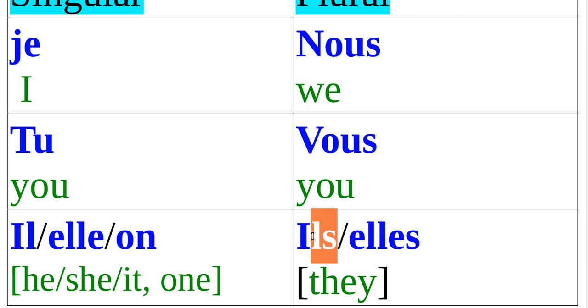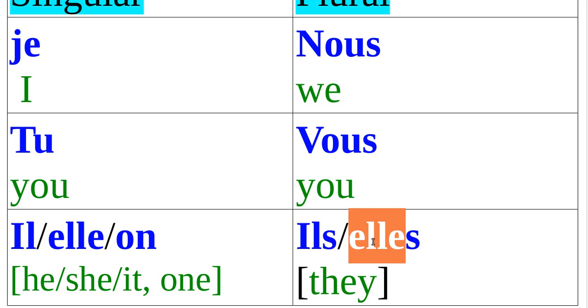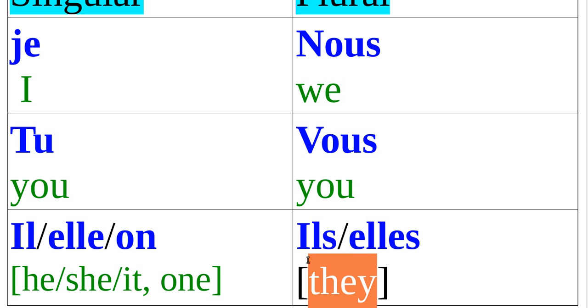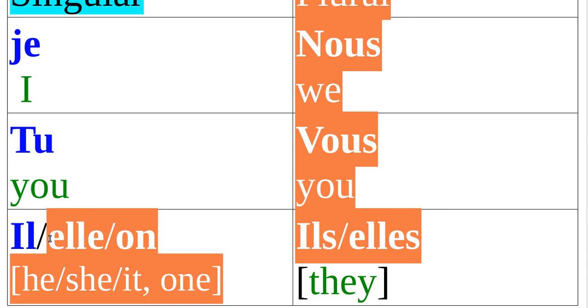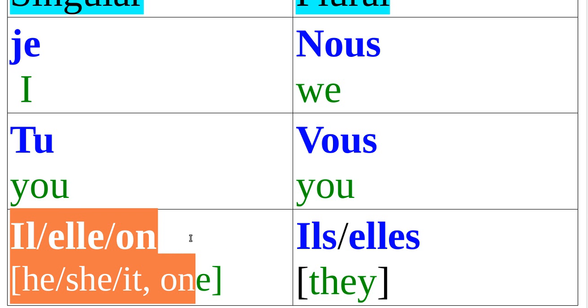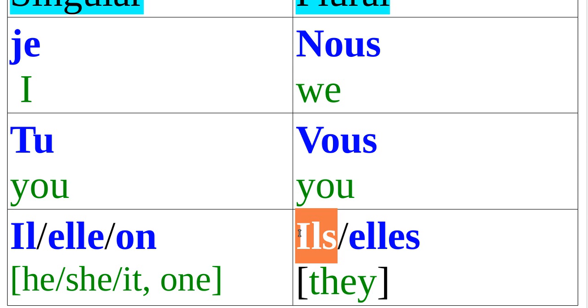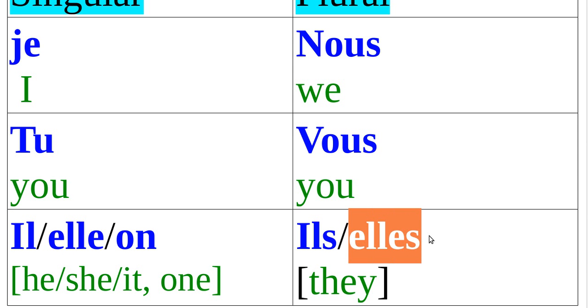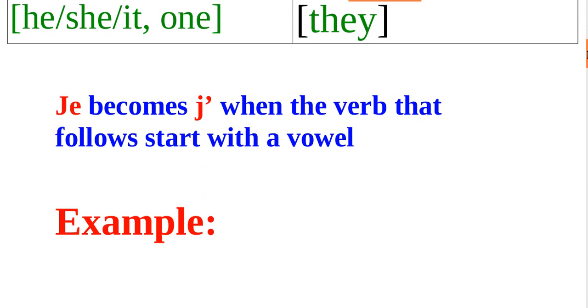Ils. We have elles. Elles, which means they in English. Remember the pronunciation of this. That means that il, elle and on are pronounced the same way, and ils and elles are also pronounced the same.